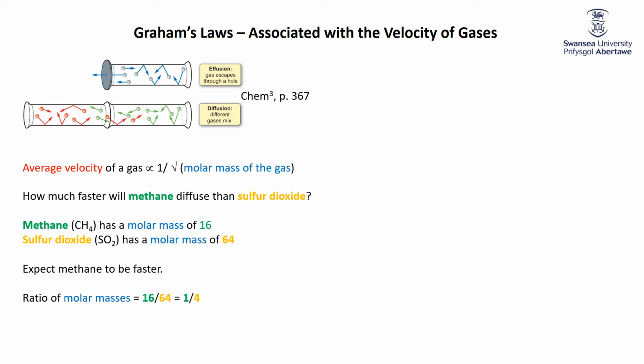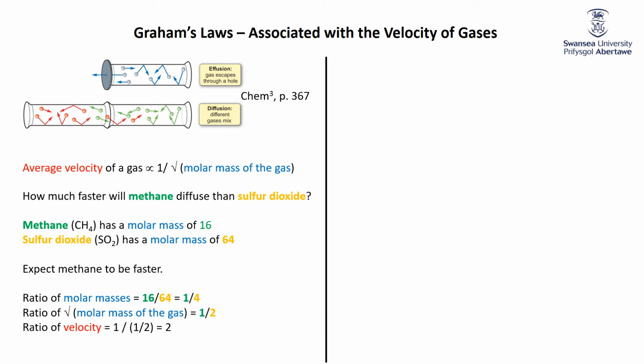The ratio of the molar masses, right, 16 over 64, or a fourth. So methane is a quarter as heavy as sulfur dioxide. Okay, well, a quarter, take the square root of that, you got a half, and then take 1 over that and you get 2, and so according to Graham, methane molecules will be twice as fast as sulfur dioxide molecules.